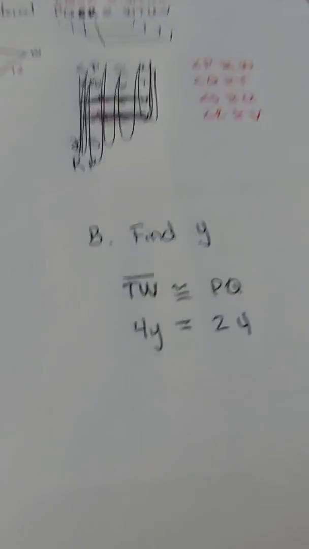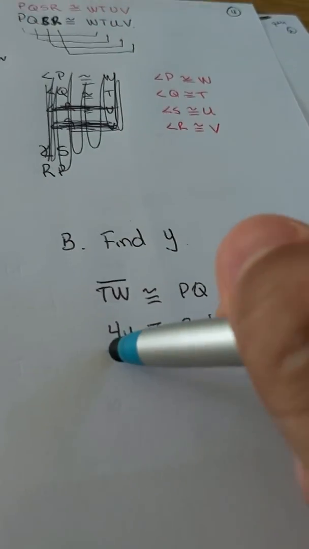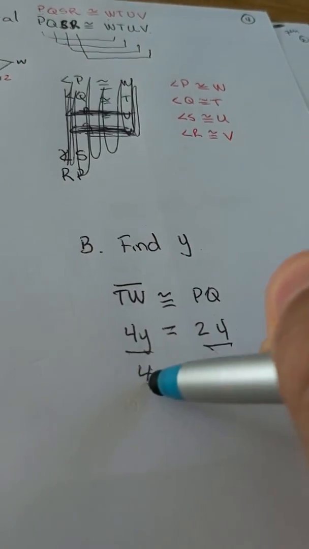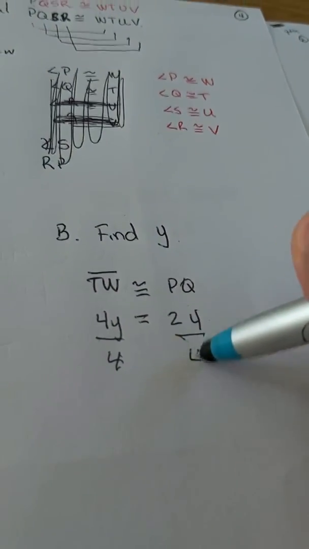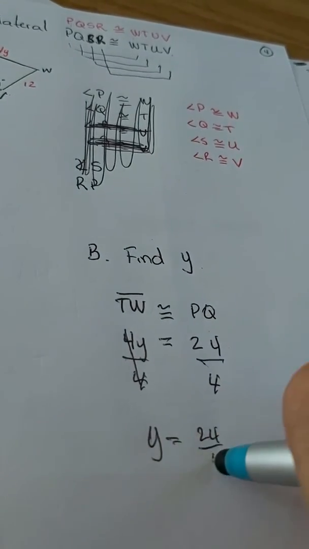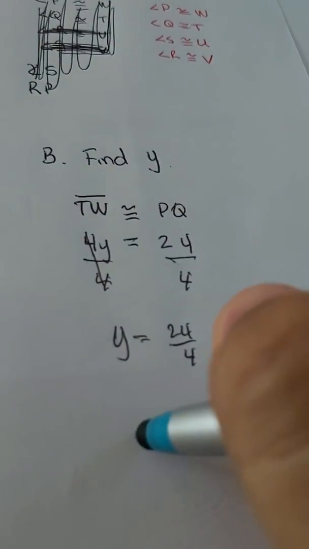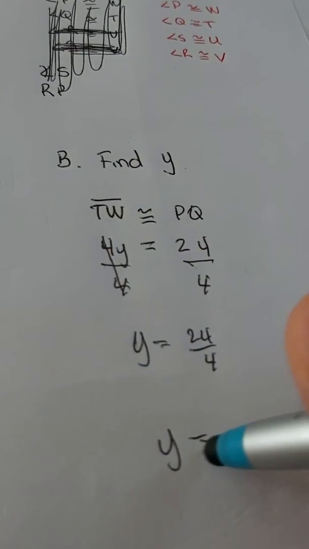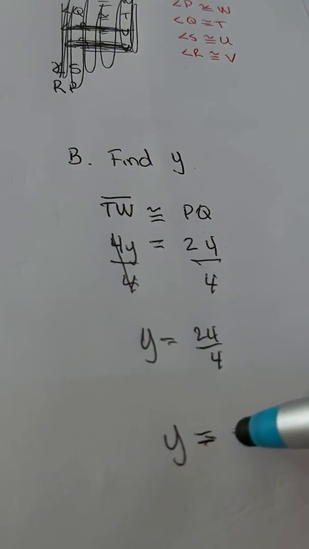Okay, so we have to find Y. Since this is a multiplication equation, we have to divide by 4 on both sides. And we get that Y equals 24 divided by 4. 24 divided by 4 is 6.